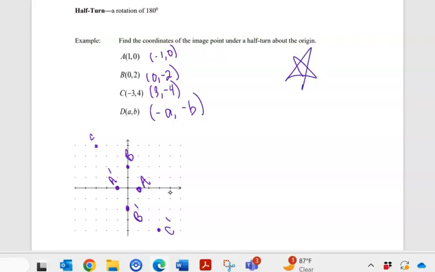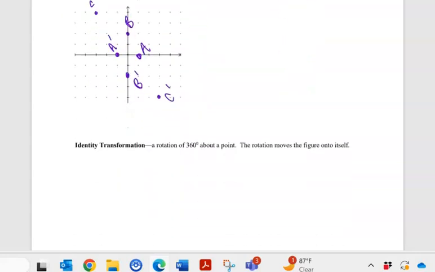This is such an easy problem to get right on the exam, and it tends to be missed by a lot of students. So make sure for the exam you study the rule for a half turn to get some easy points. The last thing for this video is an identity transformation where you rotate 360 degrees about a point.